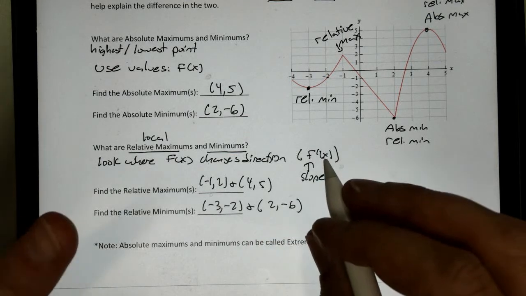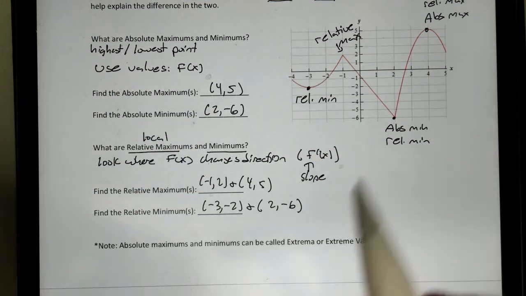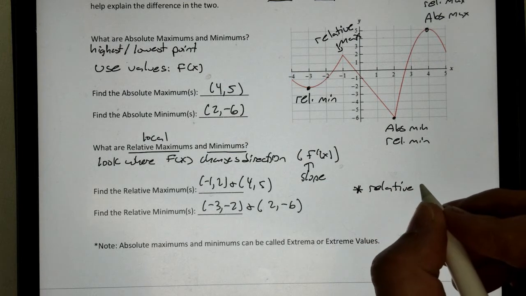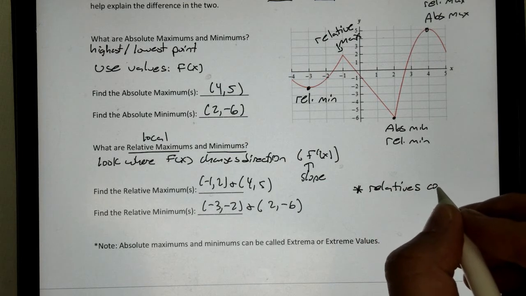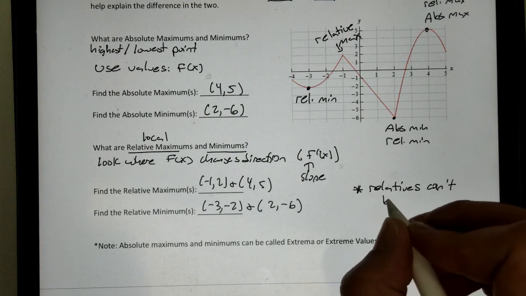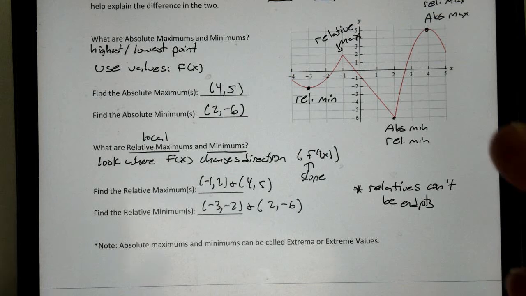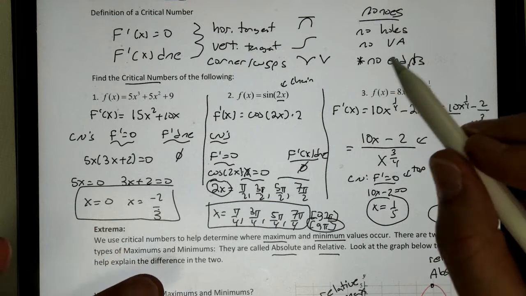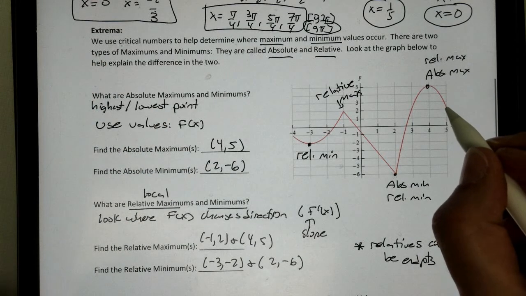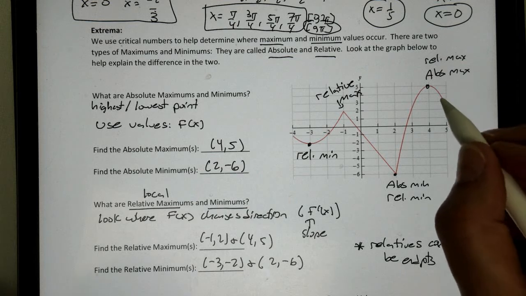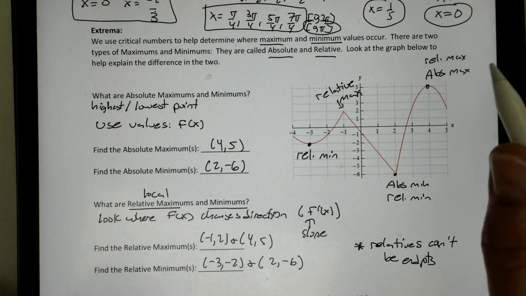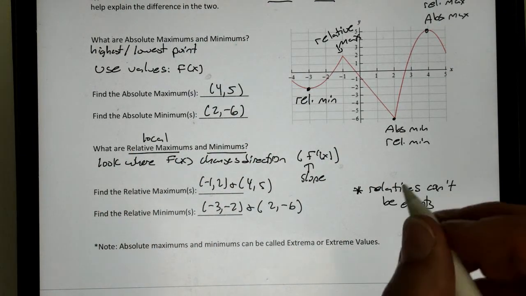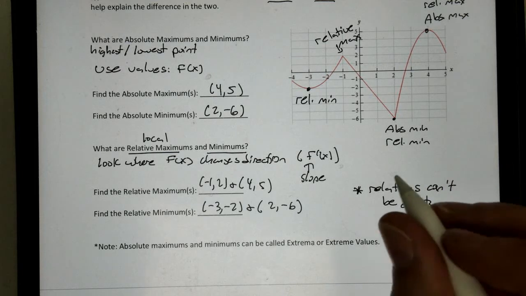Now, a couple of things. We haven't talked about this, and we're going to see it in the next example, but relatives can't be endpoints. Now, let's talk about why. That goes back to when we said no endpoints, because we're talking about the change in the slope. If I'm at an endpoint, can my slope ever change direction? No, it's going down here. We don't know if it's going up. So we say relatives cannot be at an endpoint, and that's very big for us. Again, that is because there is no change in direction.